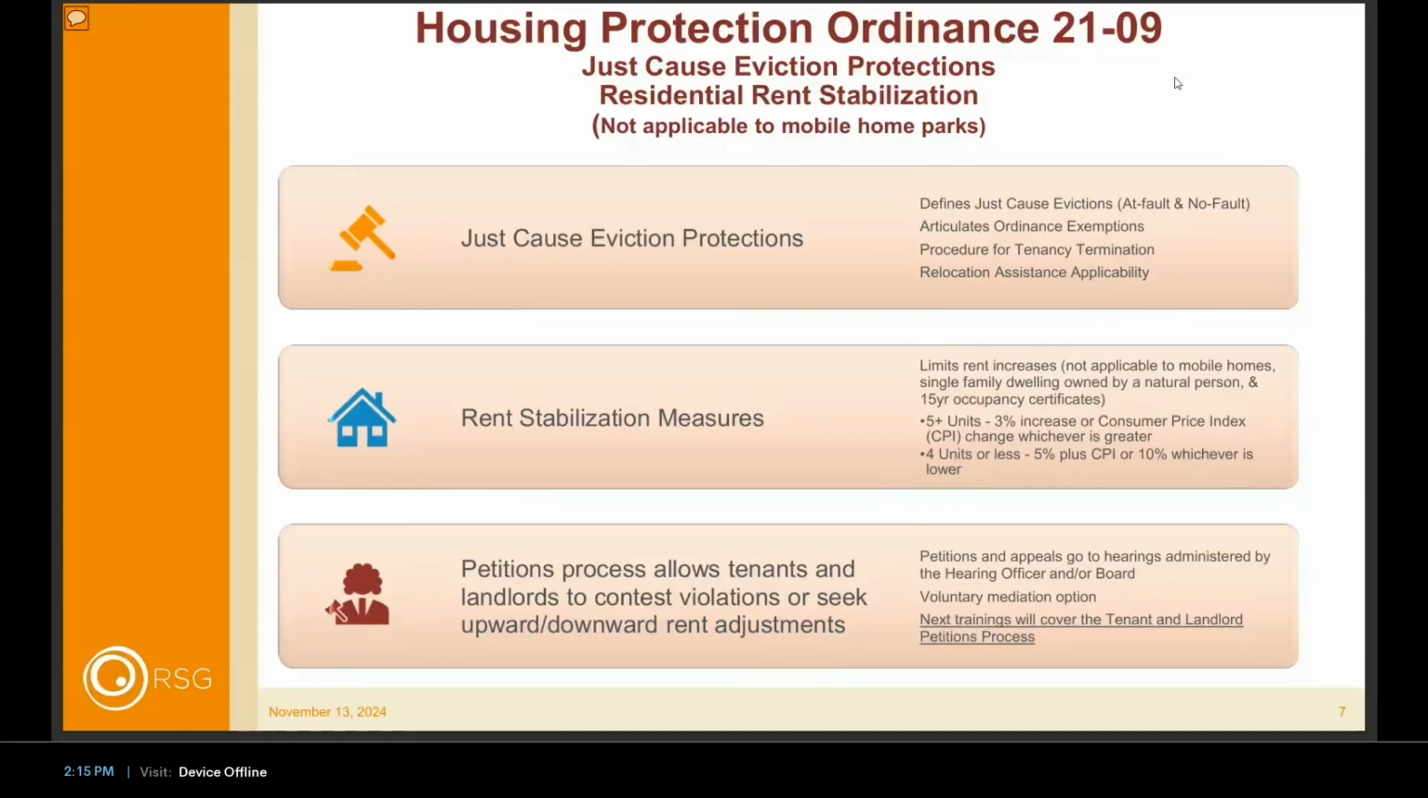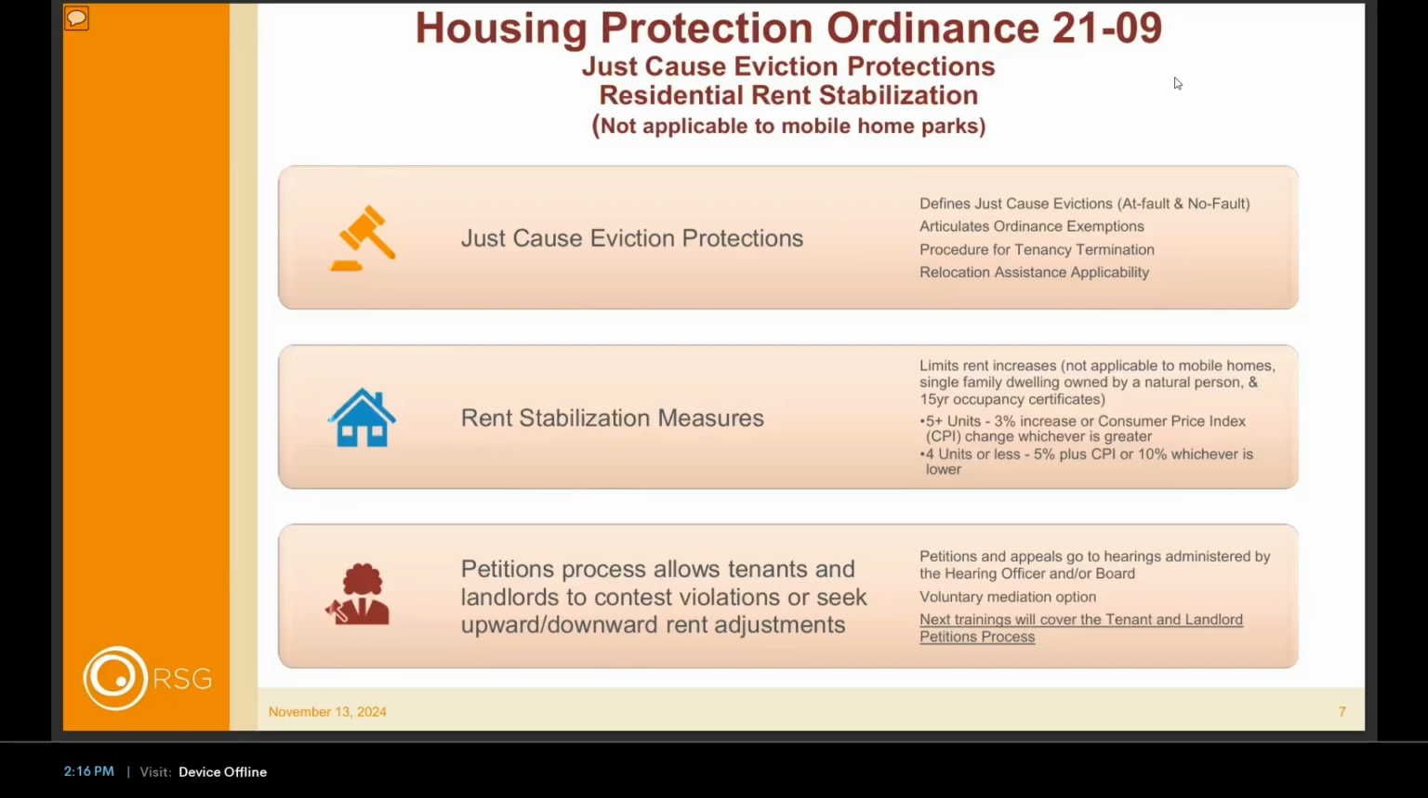So the Housing Protection Ordinance 2109, which is just cause eviction protections and the residential rent stabilization, only applies to rental units, but does not include mobile home parks. Those are under their own separate law, so just keep that in mind when we're reviewing this. So the first part of this ordinance is really related to the just cause eviction protections. So just cause evictions are really to make sure that tenants are not being evicted wrongfully, that there is the at fault or no fault. It lays out the guidelines for what qualifies for an at-fault eviction for a tenant and a no-fault eviction.